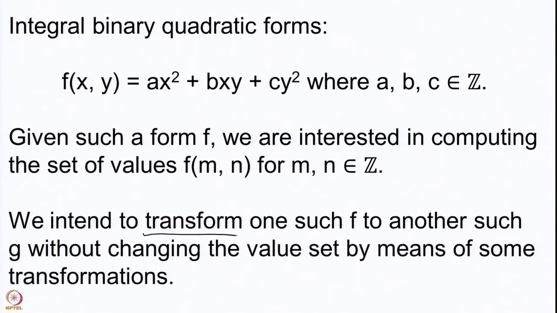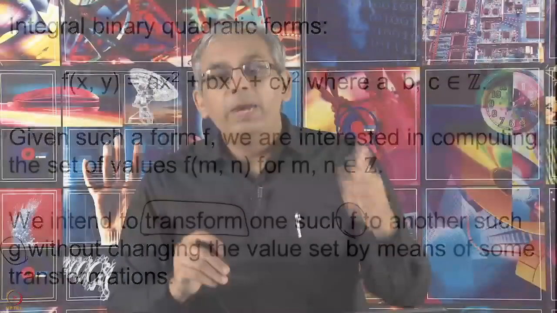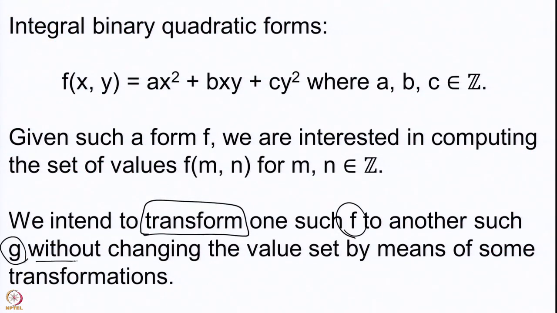We would like to transform one form f to another such form g. So, we start with an integral binary quadratic form, call it f, and we would like to go to another integral binary quadratic form g through a way. We will describe this way, and we would also like to describe it with the property that the value sets do not change. So, this is what we mean by without changing the value set.